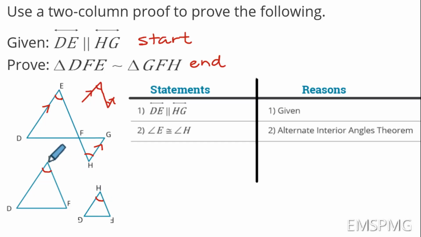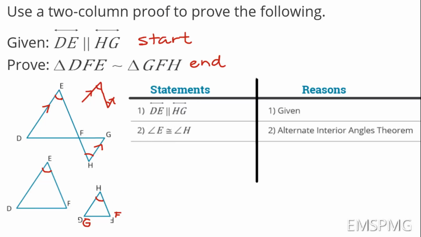H is matching with E, and that means that F is in the same place as F for both triangles, and D is in the same place as G between the two triangles. A little bit easier to visualize now. I'm going to know that these are my corresponding parts between the two triangles.